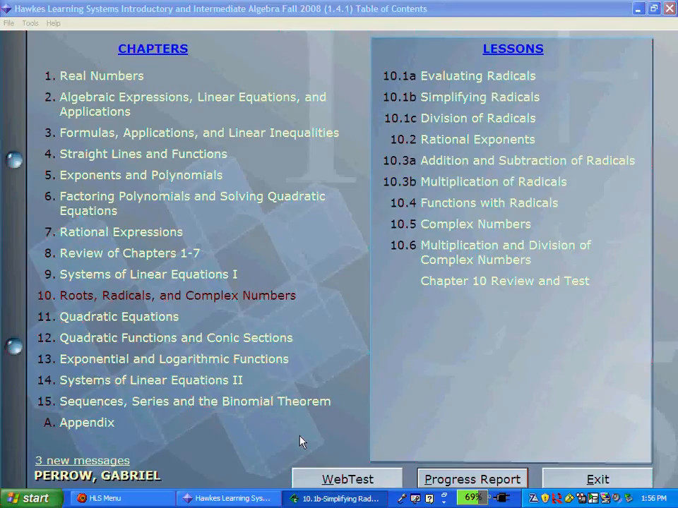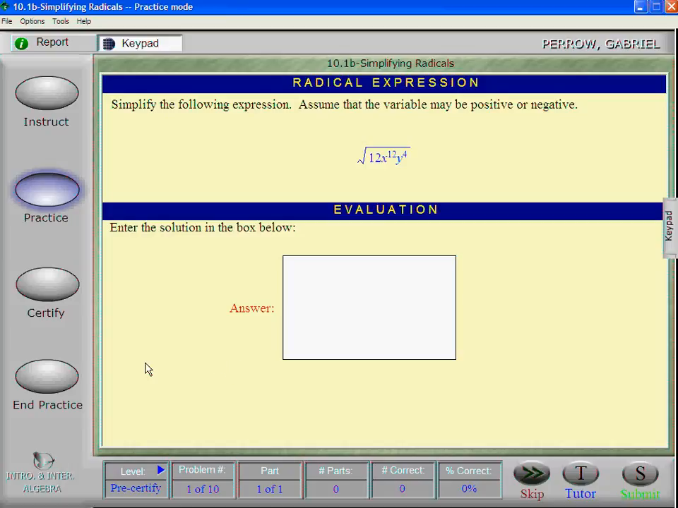Okay, we're going to look at section 10.1b, simplifying radicals. Here's the first example. The square root of 12x squared y to the fourth. Simplify the following expression and assume that the variable may be positive or negative.